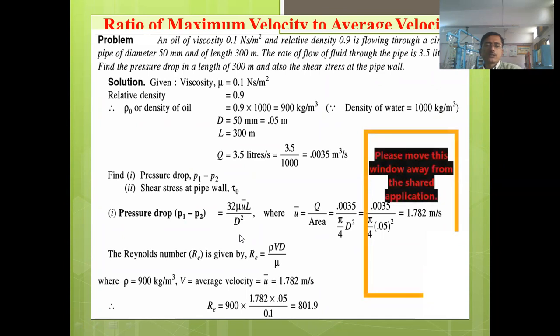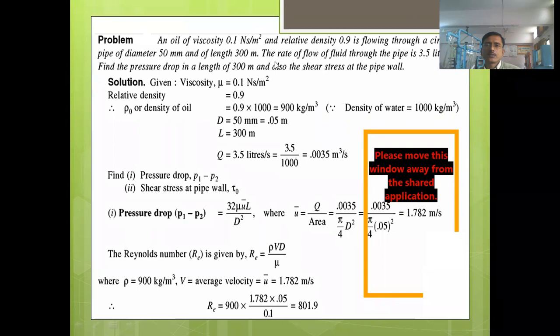So have you found the pressure difference between these two ends of the pipe? Anyone? If you have got the answer, put your answers in the chat box.